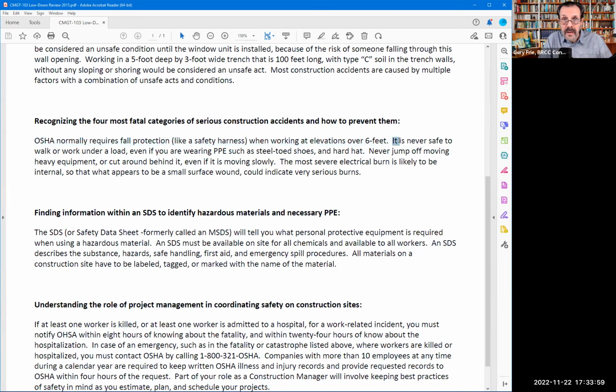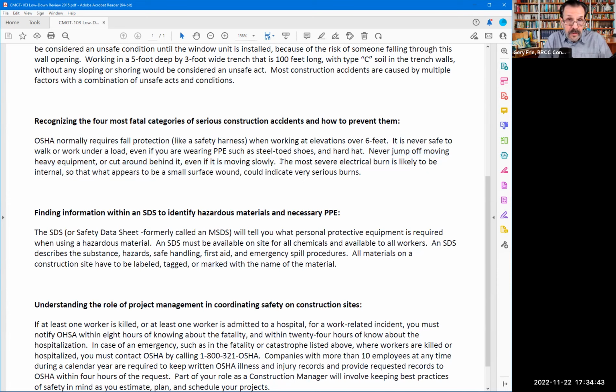The next one: it is never safe to walk or work under a load, even if you're wearing the right PPE, such as steel toes and a hard hat. That's not going to protect you if something drops from a crane above you. That can strike you, so that would be an example of struck by. The next one: never jump off moving heavy equipment or cut around behind it, even if it's moving slowly. Even slowly moving equipment, you might get caught behind, caught between or caught under. A bad place to stop to tie your shoe would be behind a piece of heavy equipment where the engine is running. It can back up anytime when you've got an operator in the booth.